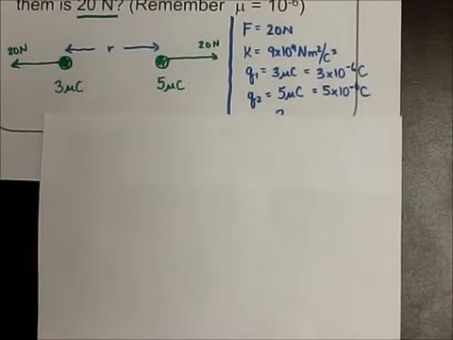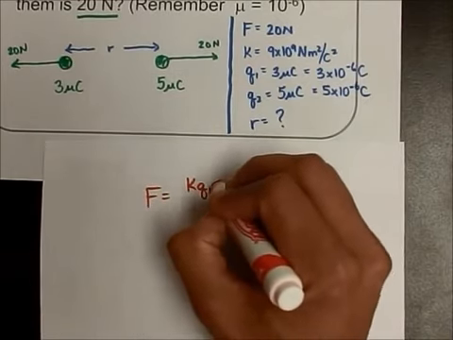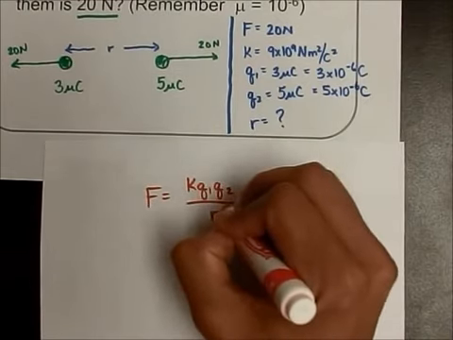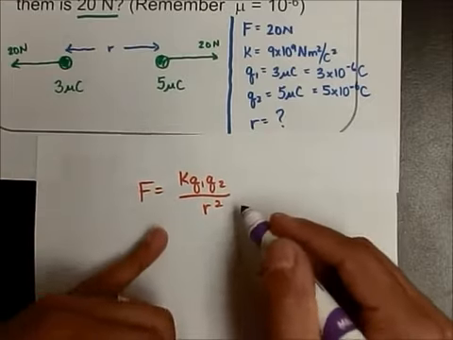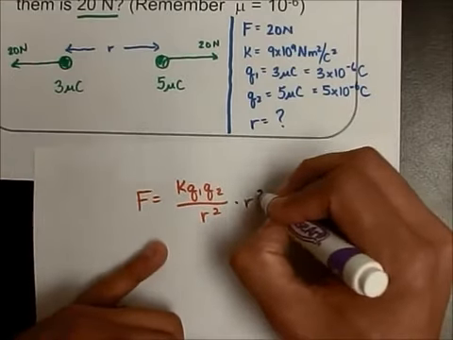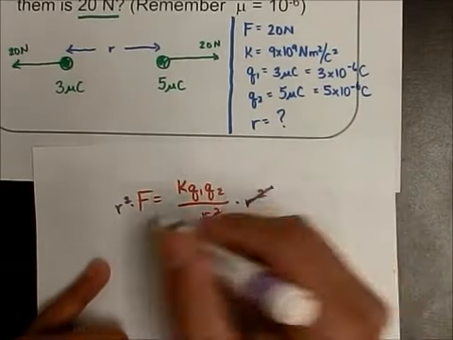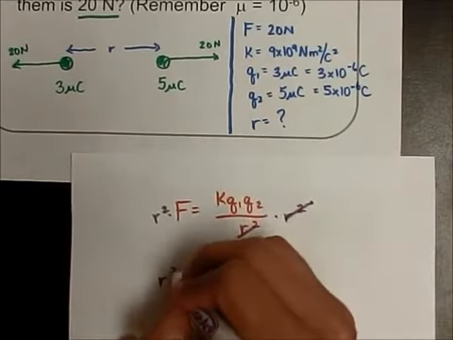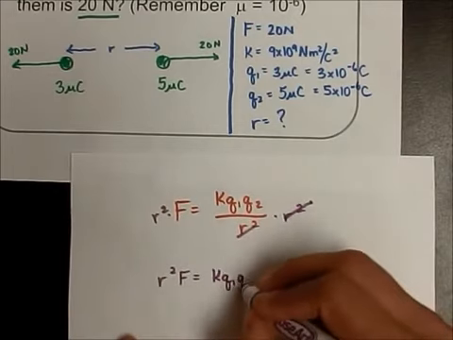Let's get Coulomb's law in here. F equals K times Q1 times Q2 over R squared. Now in this case, I'm not solving for F, so I'm going to rearrange this equation to solve for R. In order to do that, I'm going to multiply both sides by R squared. Multiply by R squared, so this cancels. And I'm left with R squared F equals K times Q1 times Q2.